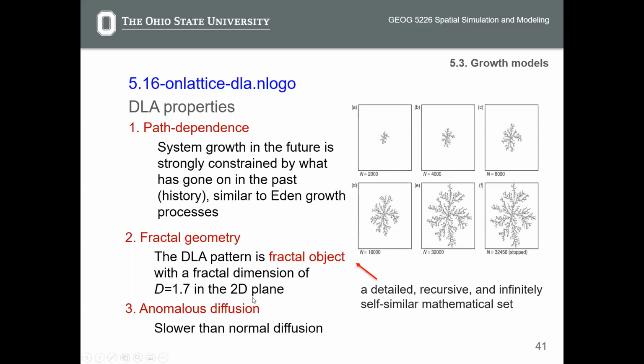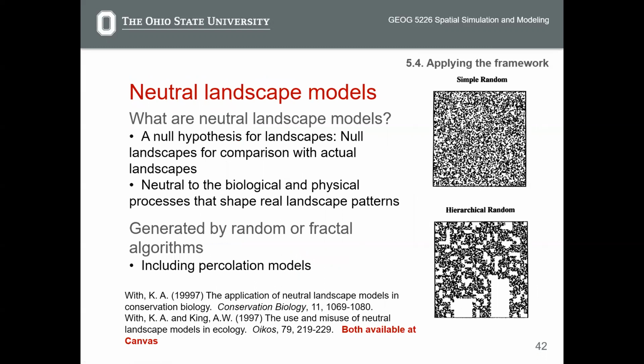And DRA is also anomalous diffusion. It's not faster than normal diffusion, it's slower than normal diffusion, or slower than the linear diffusion. Okay, so this is DRA I want to introduce. And in the next video, I'm planning to finish the last part of chapter 5, chapter 5.4. We're going to apply the percolation and growth framework to different realms.